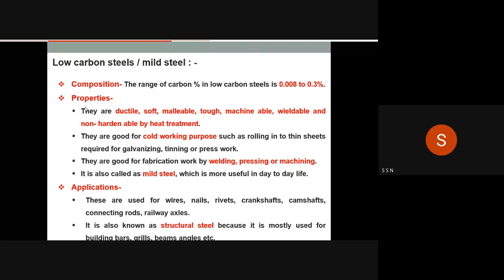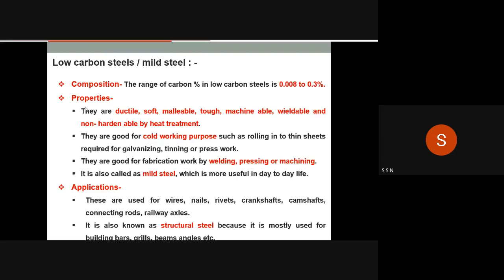So low carbon steel is good for cold working purposes, such as rolling into thin sheets required for galvanizing, tinning, or press work. For all these thin sheets we do the rolling process, which is nothing but a cold working process, and that can be done on low carbon steel. Again, they are good for fabrication work by welding, pressing, or machining, because the percentage of carbon is low.